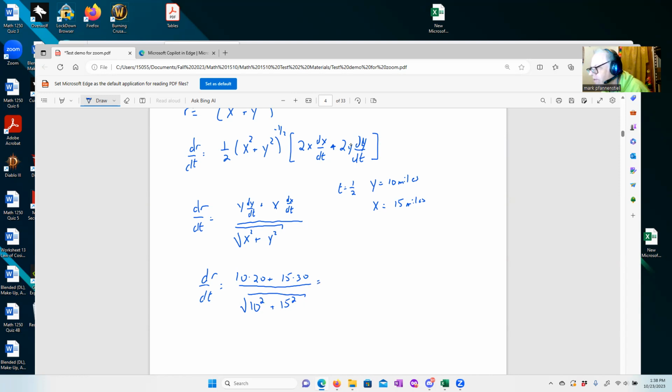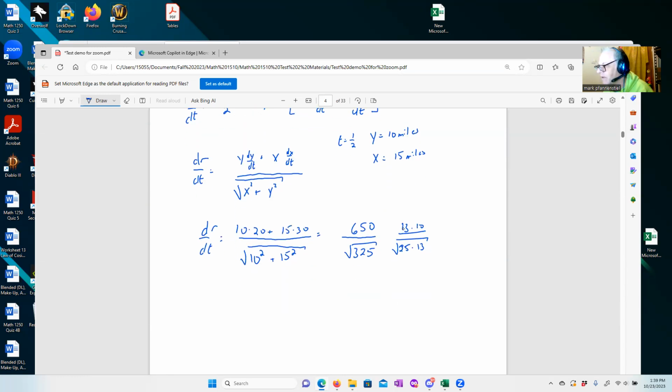Okay, on the top I got 650. On the bottom I got the square root of 325. Okay, we're going to be a little bit nicer about that. We're going to say, hey, 650 is 13 times 10. 325 happens to be 25 times 13.